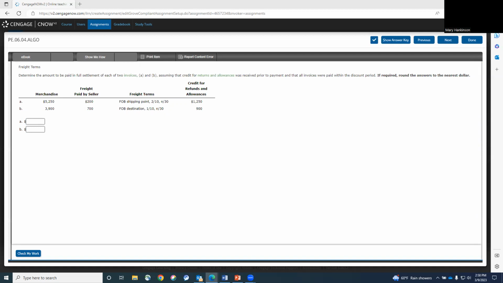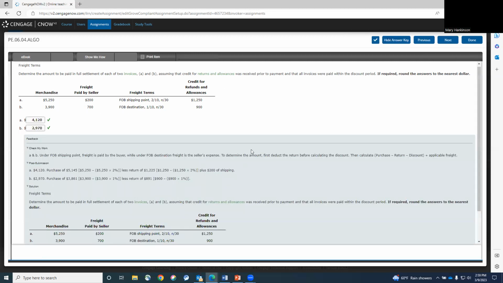It says determine the amount to be paid in full settlement of two invoices A and B, assuming that credit for returns and allowances were received prior to payment, and that all invoices were paid within the discount period. All right. So A, we have free on board shipping point. And B, we have free on board destination. So those are going to be calculated a little differently. Let's go ahead and show the answer because I like to show you the formulas so that you know how to calculate and come up with the answers.